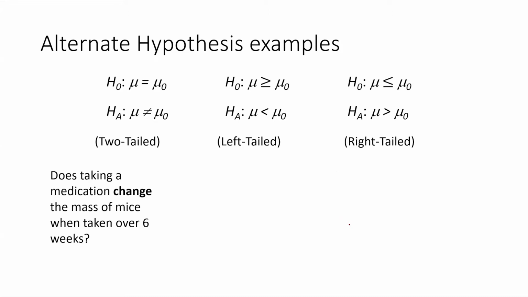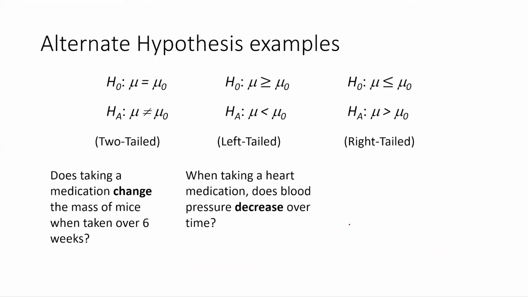Here are some examples of potential alternative hypotheses for two-tailed, left tail, and right tail. So for a two-tailed test: does taking a medication change the mass of mice when taken over 6 weeks? This is non-directional. We are just asking, is our mean the same before and after? For a left-tailed test: when taking a heart medication, does blood pressure decrease over time? We're asking, is it smaller? We're looking at a directional change.